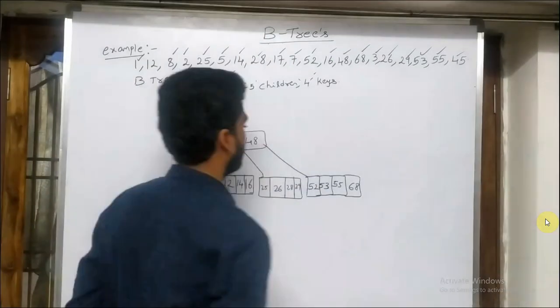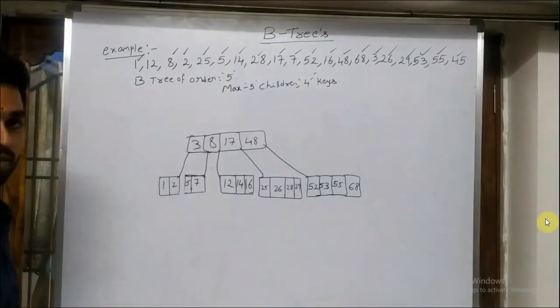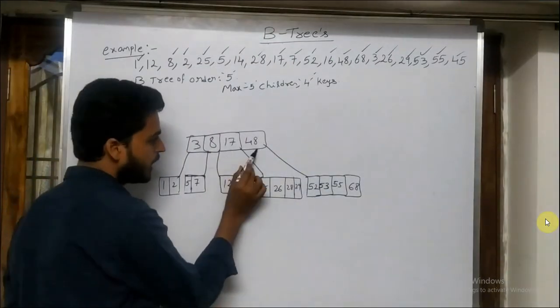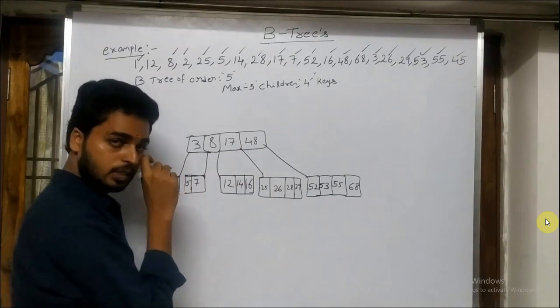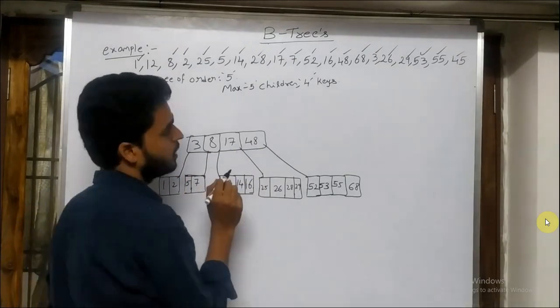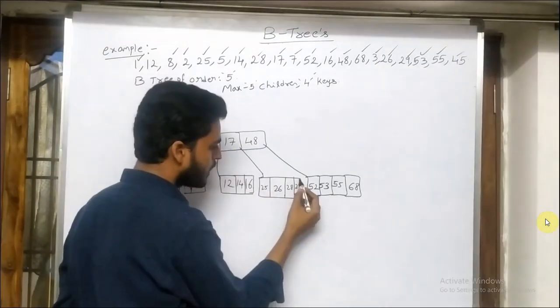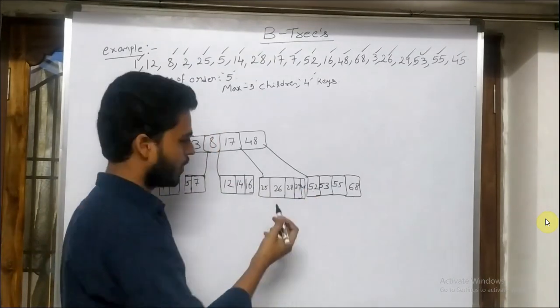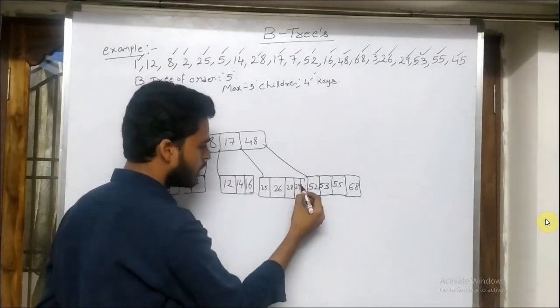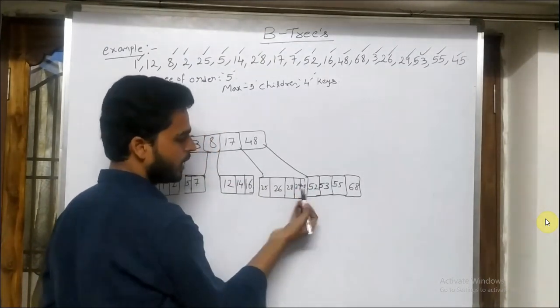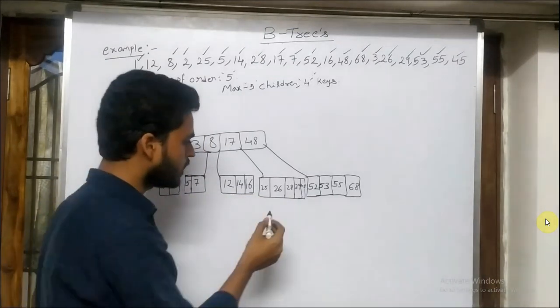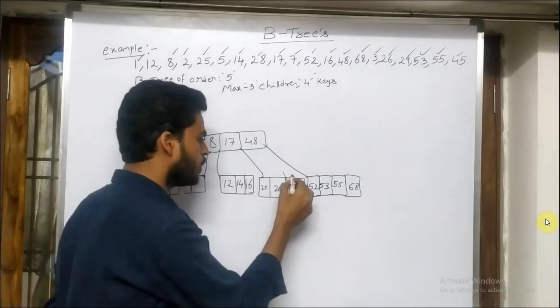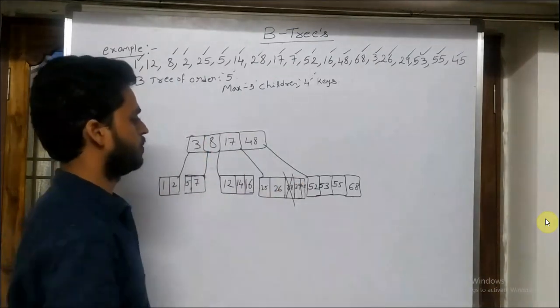Next I got 45. 45 is greater than 17, less than 48. So where will 45 be inserted? 45 will be inserted here. Just remember, 45 is inserted in this particular location. If I am inserting 45 here, it is violating because 5 nodes are there. So I will remove the middle element and make it the root.